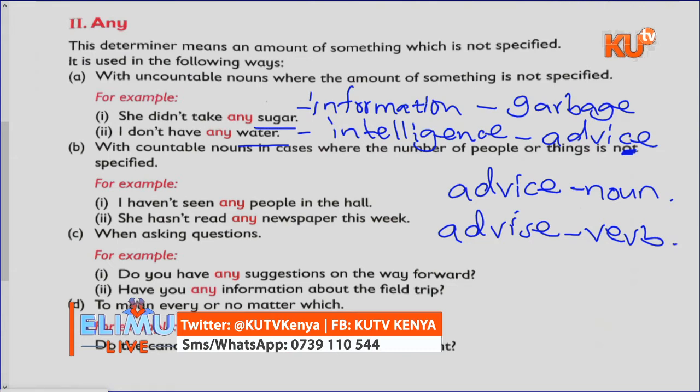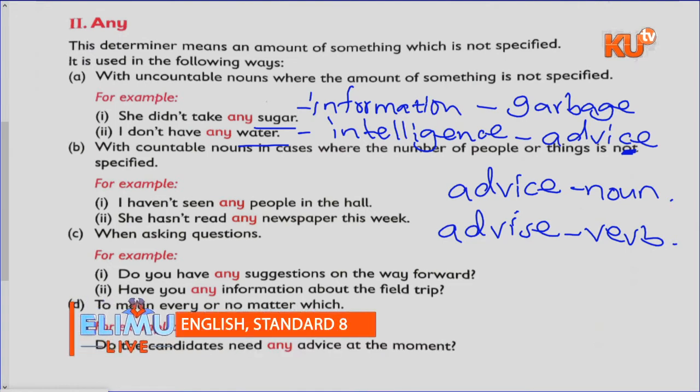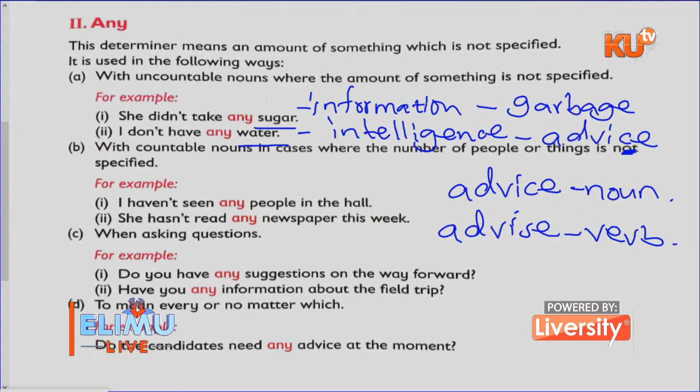With countable nouns too, I haven't seen any people in the hall. Any people in the hall. So it can be used with both singular and plural. That is what that example indicates there. She hasn't read any newspaper this week.